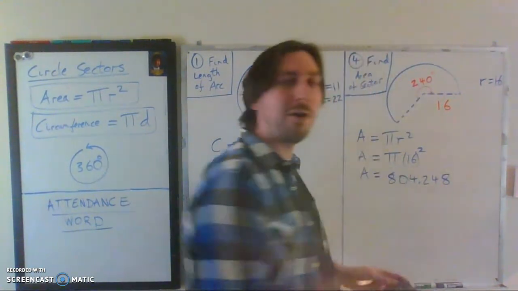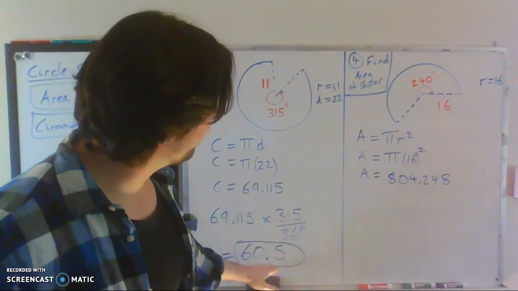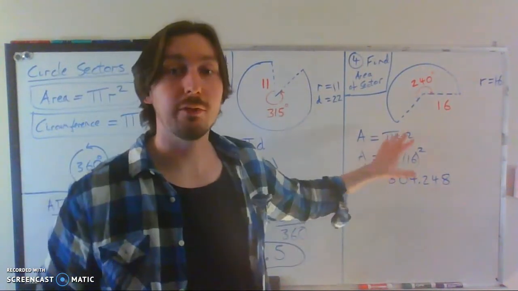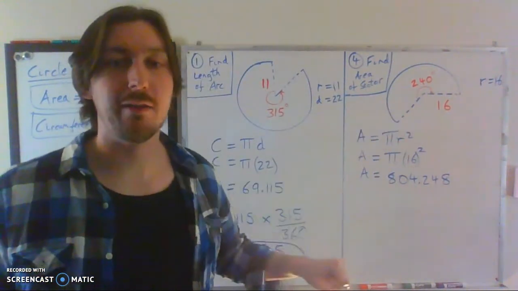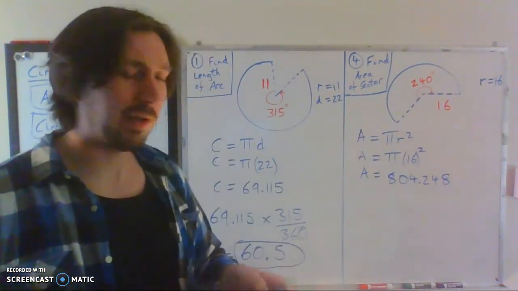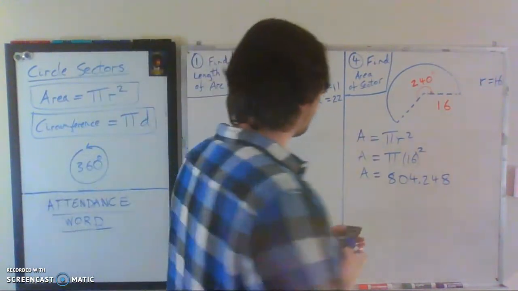So notice I'm not rounding much until I get to the very end. It's better if you wait to round. Keep like 3 decimal places around until the very end. Then you can round it. Otherwise you'll get wrong numbers sometimes.